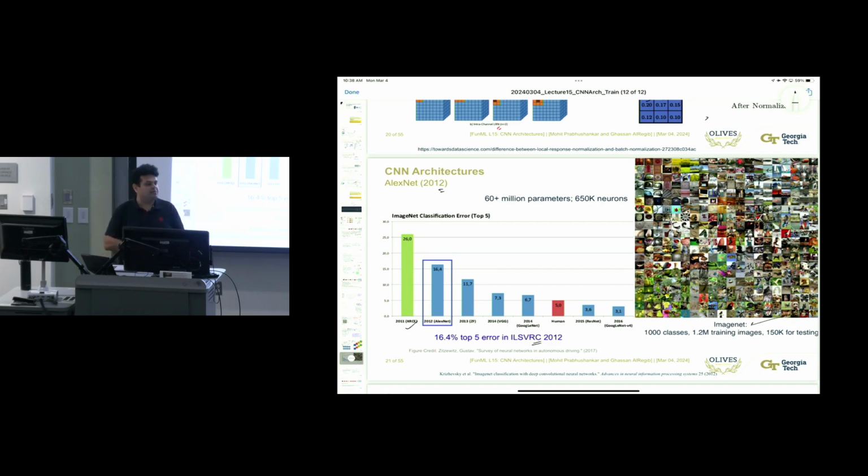It was all deformable part models. I think that was the biggest thing at the time, SVMs and deformable part models. And the error rate then was around 26%. In other words, the dataset itself has about 1,000 classes.